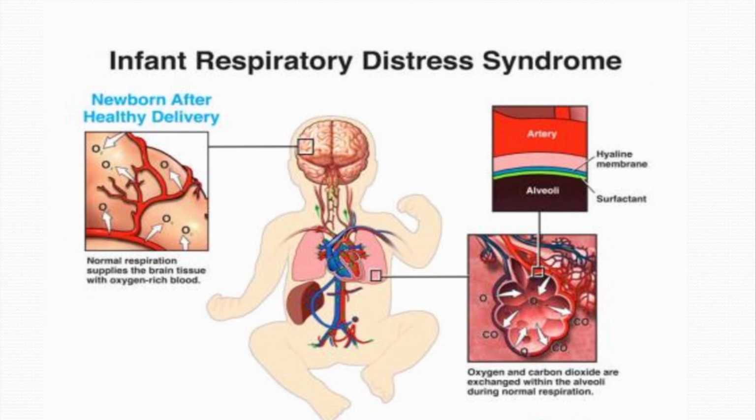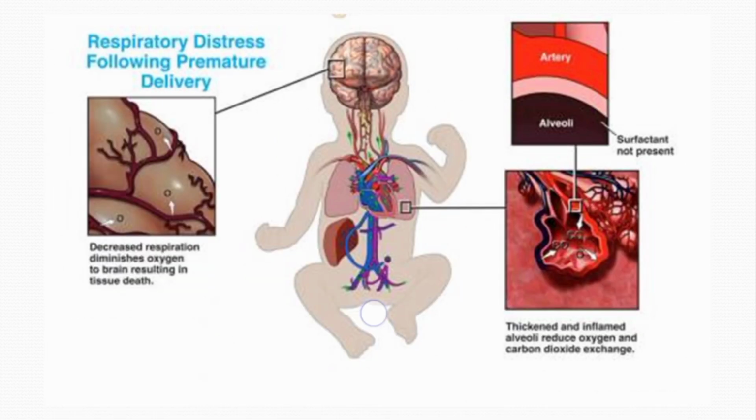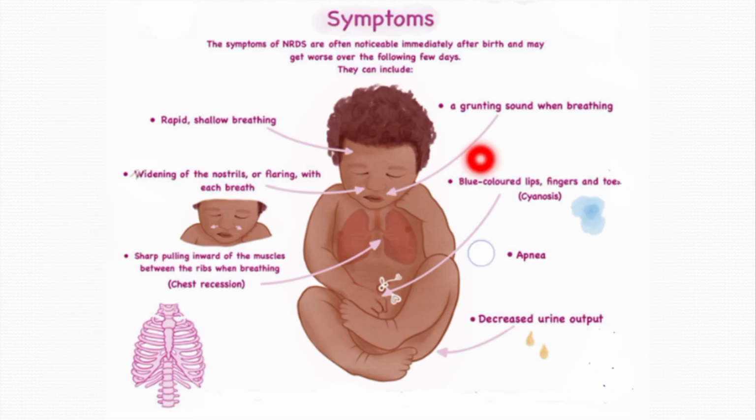But on the other hand, this is a preterm baby who is premature. Okay. So, what has happened in this baby? There is no surfactant layer in the alveoli. As you can see here, there is no surfactant present. So, as a result of this, his alveoli are collapsed. Alveoli are collapsed and they have become thickened and inflamed. So, the oxygen and carbon dioxide exchange is greatly hampered. Such a baby suffers from a grunting sound when breathing.